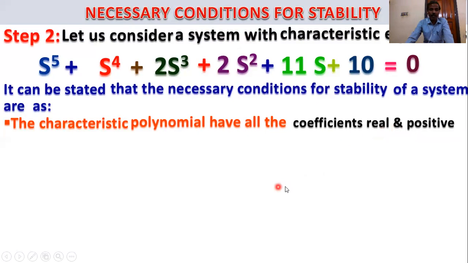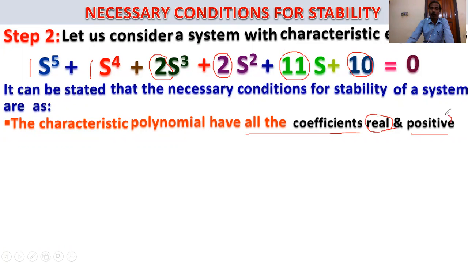So what is the first case? All the coefficients real and positive. In this case, s to the power 5 coefficient 1, s to the power 4 coefficient 1, s cube coefficient 2, s square coefficient 2, s coefficient 11, s to the power 0 coefficient 10, and all the coefficients are real and positive. So point 1 is satisfied.